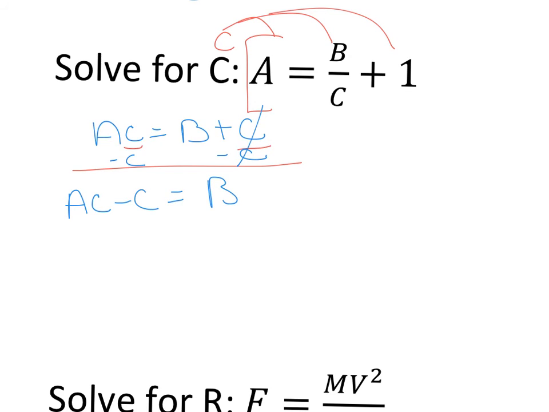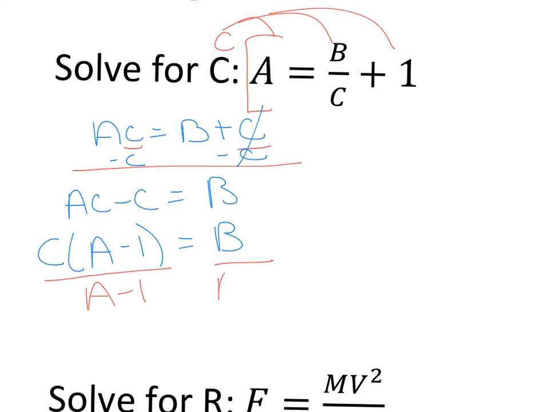Now you just have to factor out your variable. We're looking for C. It's a GCF on this side now. So factor out C. You're left with A minus 1. And then you can just divide both sides by A minus 1. And you have isolated your C. We have C equals B over A minus 1.